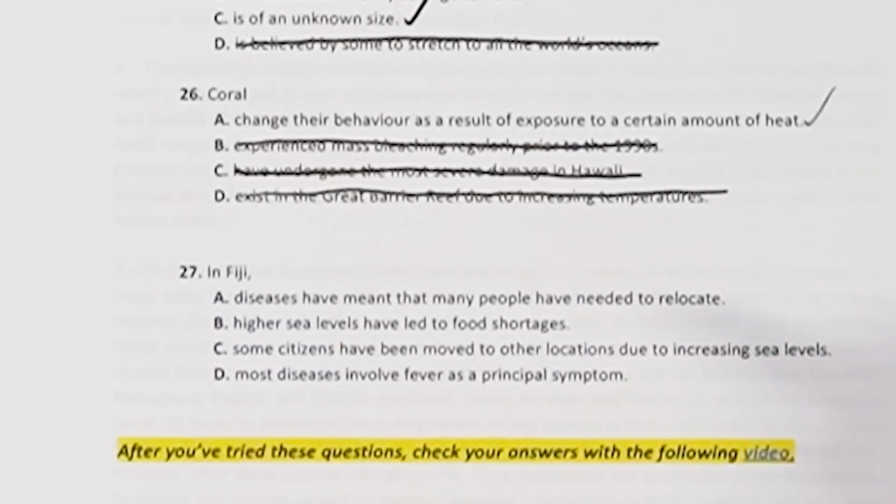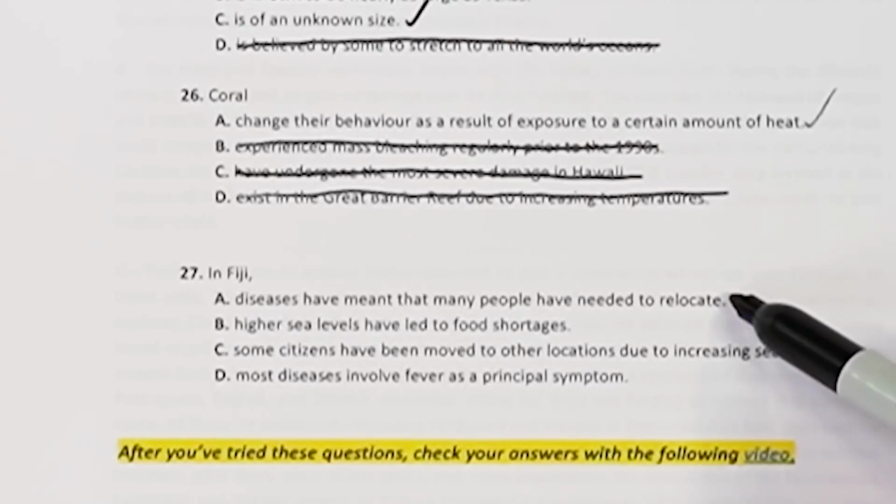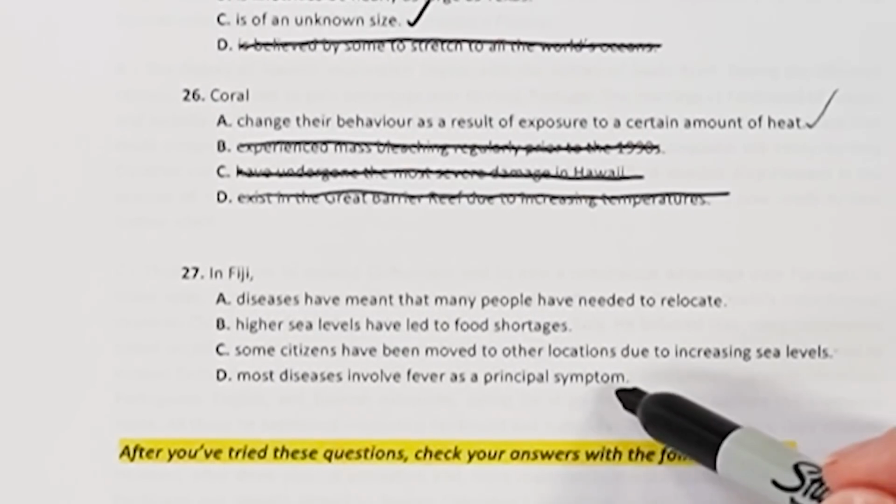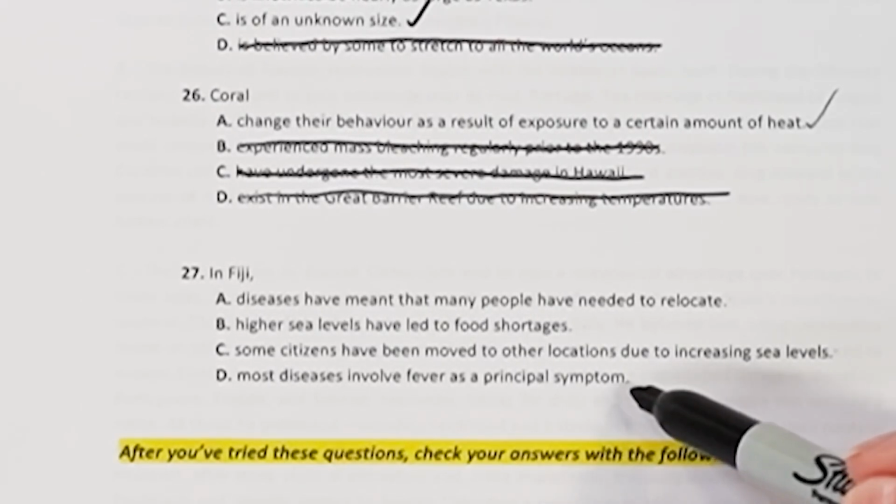Let's read this. Diseases have meant that many people have needed to relocate. Higher sea levels have led to food shortages. Some citizens have been moved to other locations due to increasing sea levels. Most diseases involve fever as a principal symptom. So this is about disease, this is about food, this is about relocation, and this is about specifically the type of diseases people are getting.